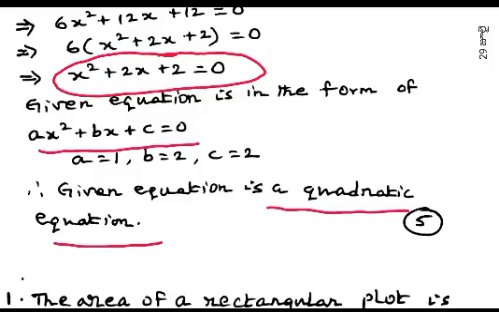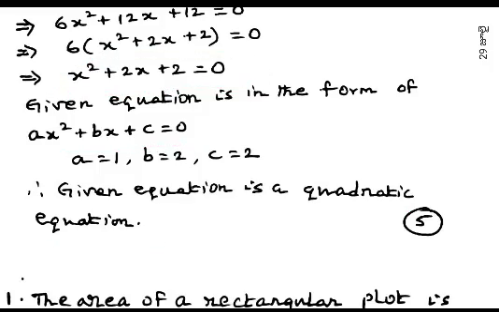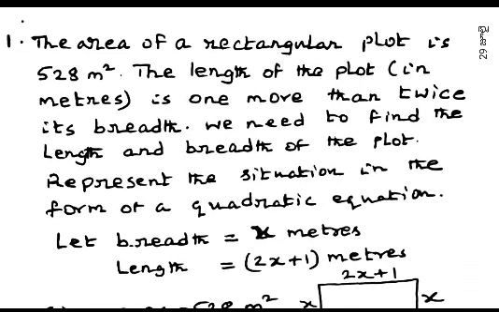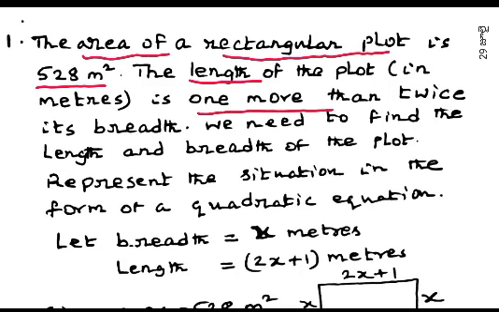Now, we consider some other problems. The area of a rectangular plot is 528 square meters. The length of the plot in meters is one more than twice its breadth. We need to find the length and breadth of the plot. Represent the situation in the form of a quadratic equation.